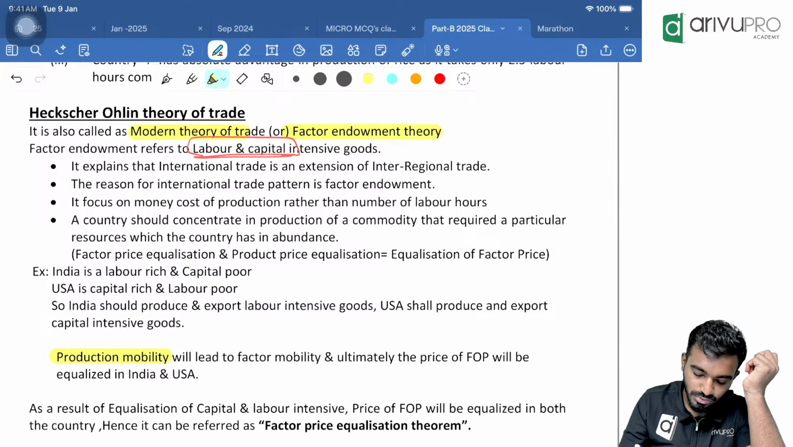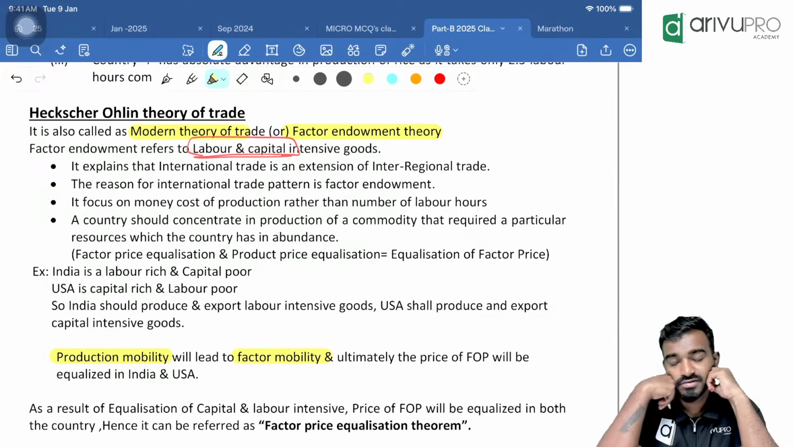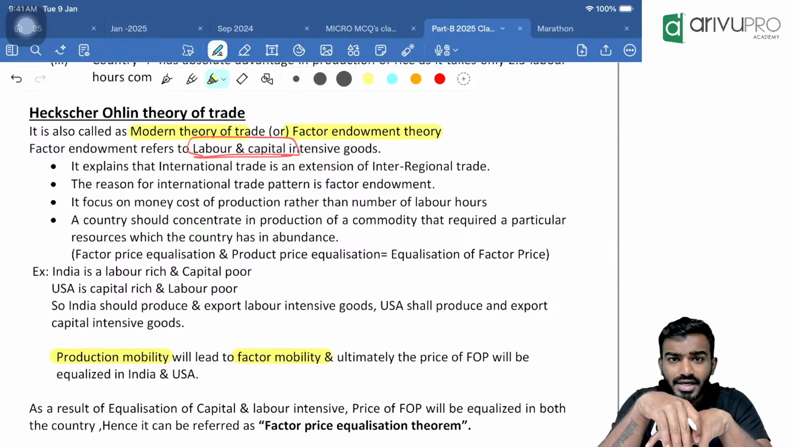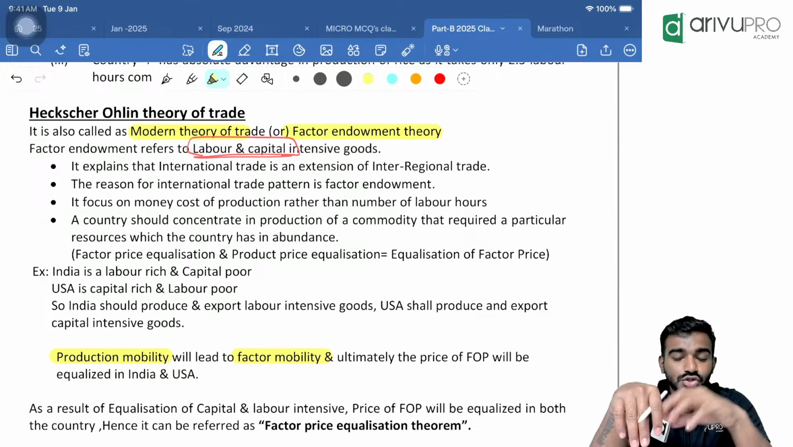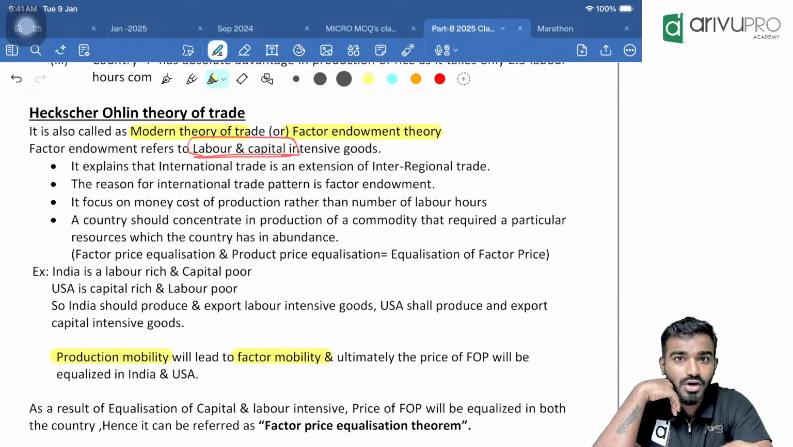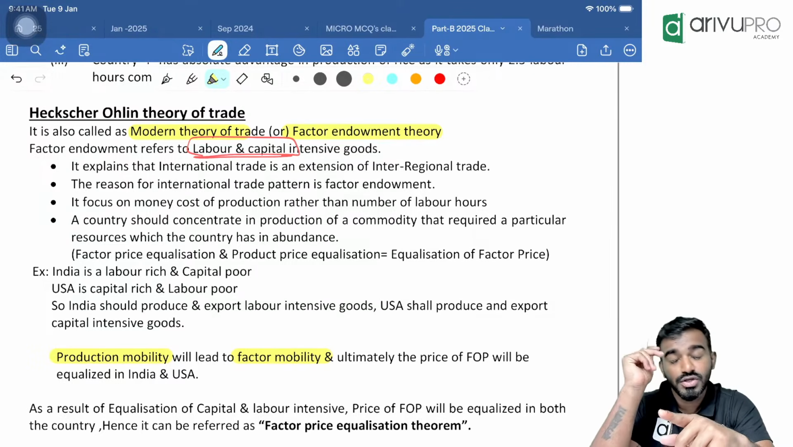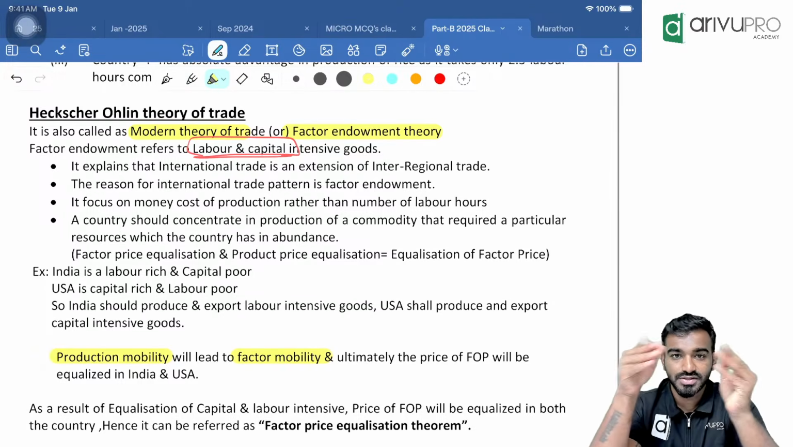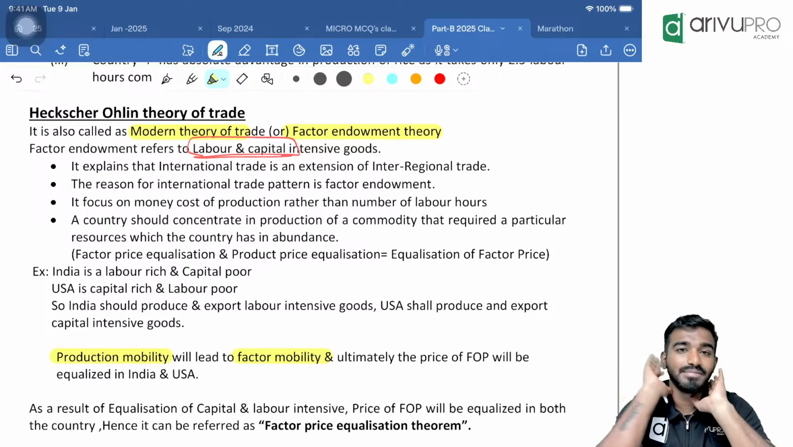First and foremost, production mobility happens. Later, factor mobility happens. Let's take India and USA as an example. India is a labor rich country. USA is a capital rich country. So India should produce labor intensive goods, which they can produce at an absolutely cheaper cost compared to USA in terms of labor, and we should export that to USA. USA will produce capital intensive goods and they will export that to India. So this is how the trade activities will be happening between the countries.